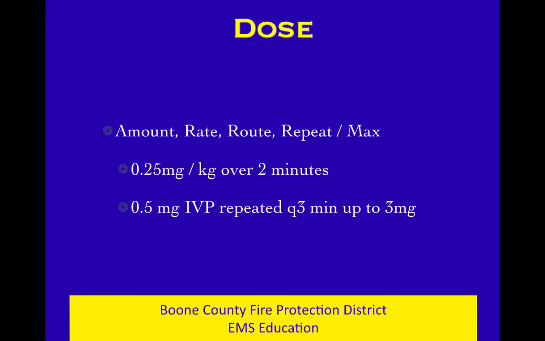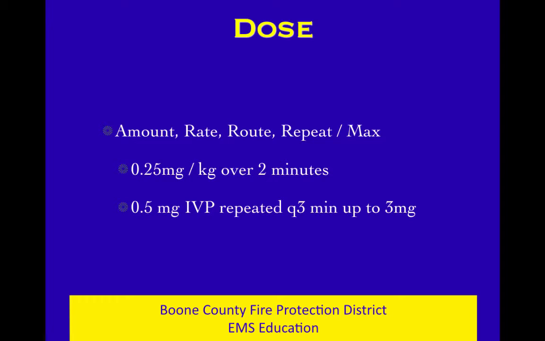The bottom line, 0.5 milligrams IV push repeated Q 3 minutes up to 3 milligrams, Q meaning every. I didn't make this up, I'm just teaching it. So 0.5 milligrams IV push, you can repeat that every 3 minutes until you've given a max of 3 milligrams. That's the dosing information for atropine.